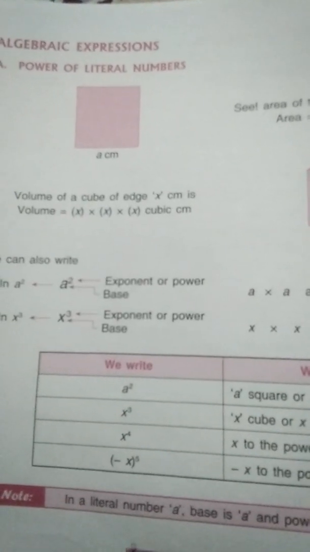The volume of a cube of edge x centimeter is side into side into side, that is x into x into x. We can also write it as x cube. Exponent or base: in a square, a is the base and 2 is the power or exponent. In x cube, x is the base and 3 is the power or the exponent. So a multiplied by a is equal to a to the power 2, or we can write a square, and x into x into x is x to the power 3.